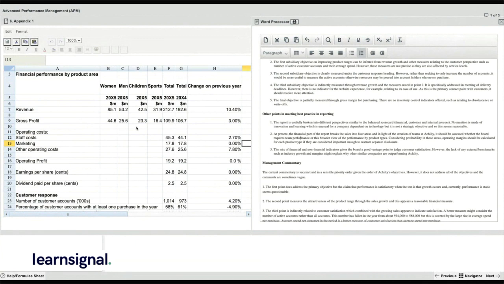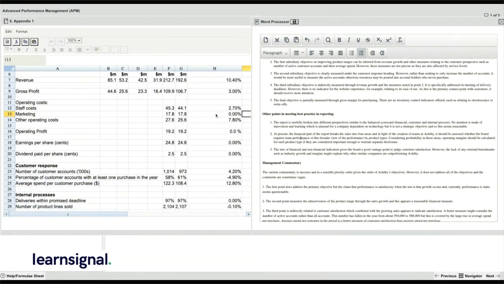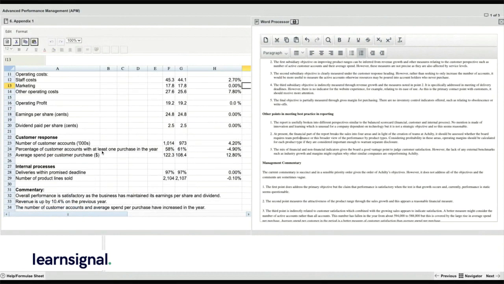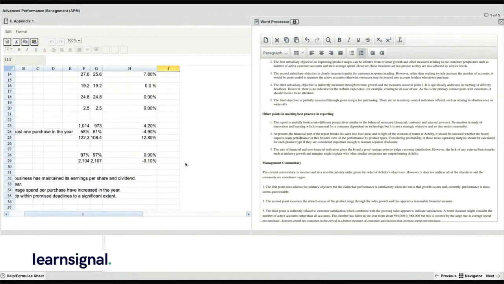Additionally, if cost control is of major importance, then variances to budget may assist the board in monitoring and controlling them. Finally, the mix of financial and non-financial indicators gives the board a good vantage point to judge customer satisfaction. However, the lack of any external benchmarks, such as industry growth and margins, might explain why other similar companies are outperforming Akilti. You could also talk about the general presentation of the information and whether there was a data overload in the report.